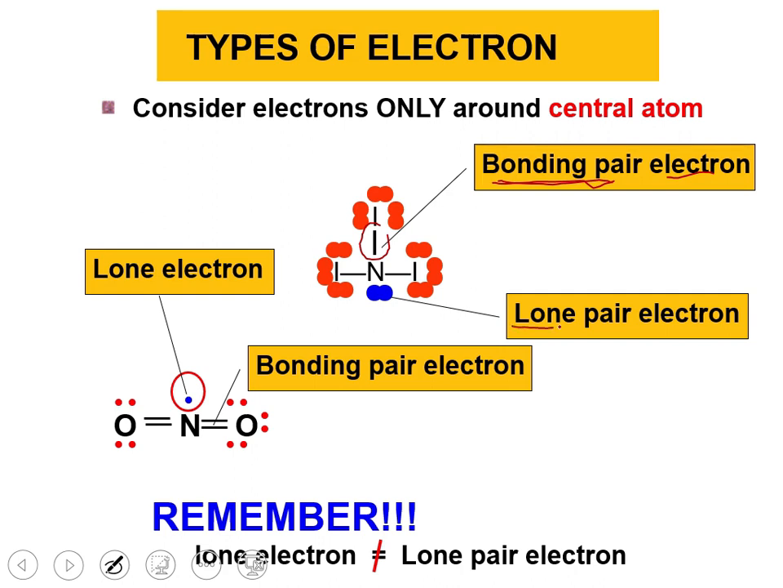Next one, lone pair electrons. Lone pair electrons means you have 2 electrons in a pair that are not shared with other atoms. Okay, so they stay on one atom only. So it is called a lone pair. Okay. A lone electron is not a pair, so it is lonely: only a single electron on top of an atom. So that is a lone electron. Alright, so lone pair and lone electron are different.